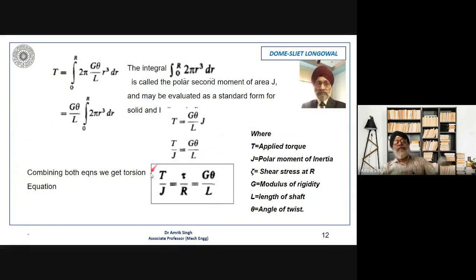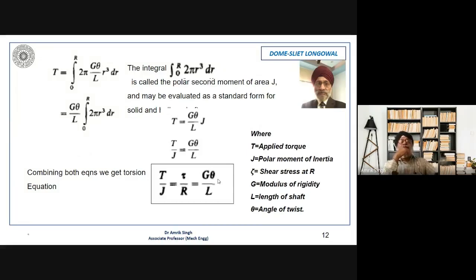This is a very important equation, known as the torsion equation, and it is used to find the shear stress and angle of twist in circular shafts, and in non-circular shafts also. For non-circular shafts we go for some modification, which of course is not a part of this lecture.